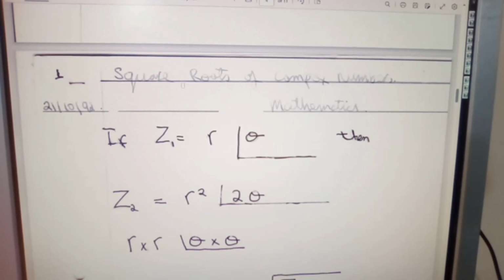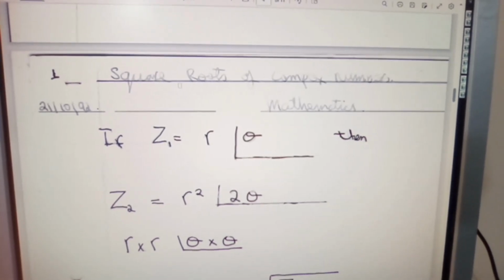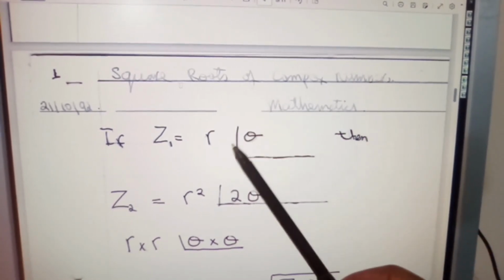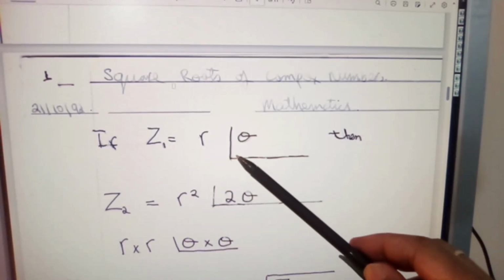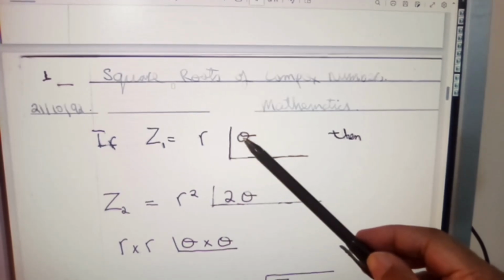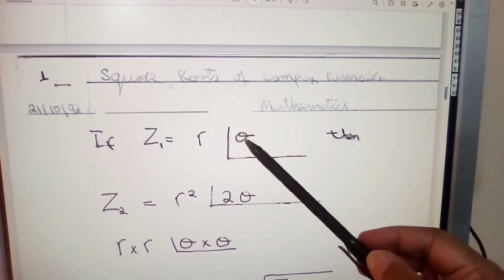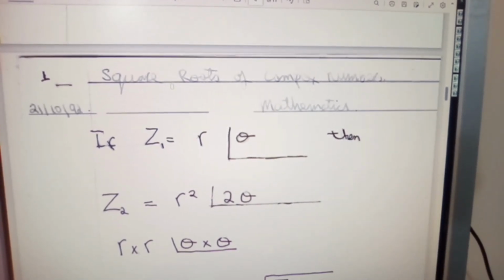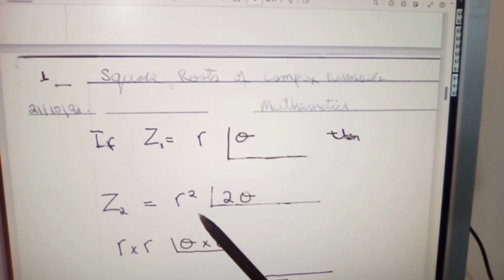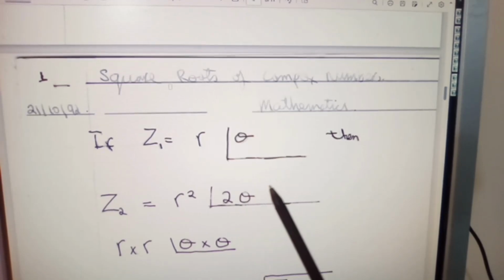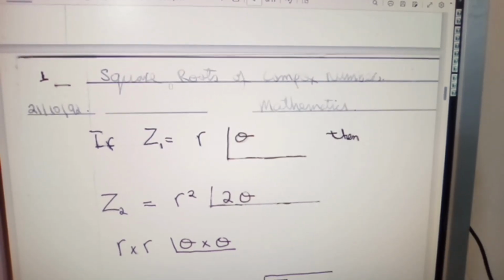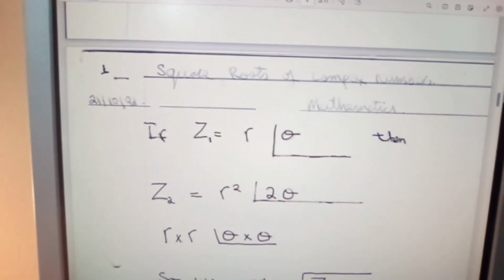And here we have looking at square roots of complex numbers. If z1 equals r, I call this theta, it represents the angle. Then z2 equals r squared 2 theta. I call it theta, you call it what you like, but it represents the angle.